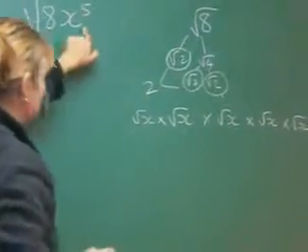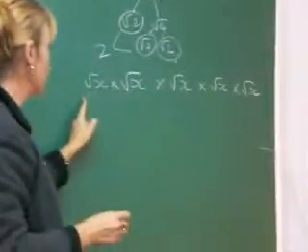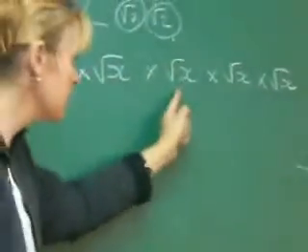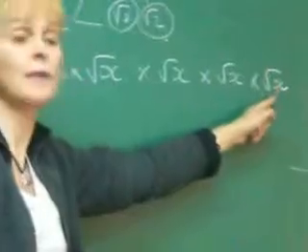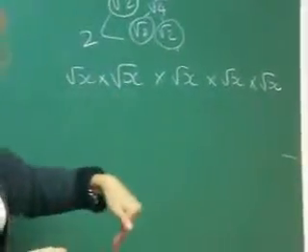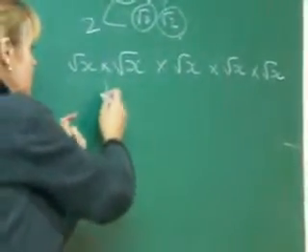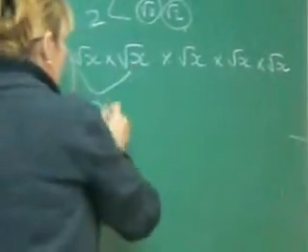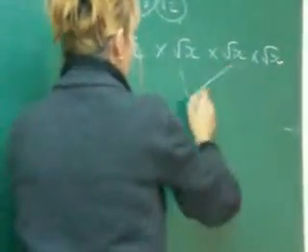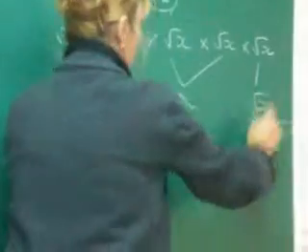Now we haven't forgotten about the x to the 5. The x to the 5 is the same as the root of x times the root of x times the root of x times the root of x times the root of x, 5 times. Okay? Now we can pair them up too, because root x times root x just gives me x. And root x times root x gives me x. And that stays root of x.